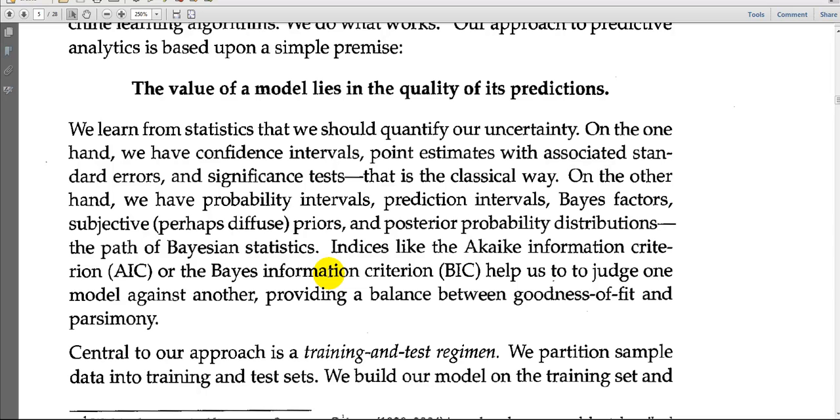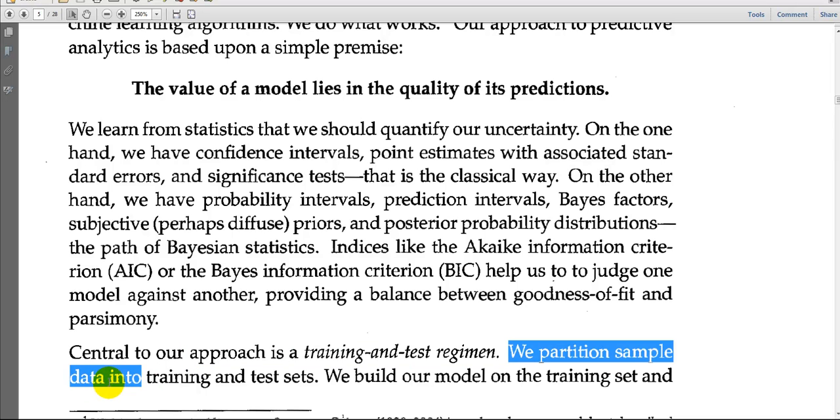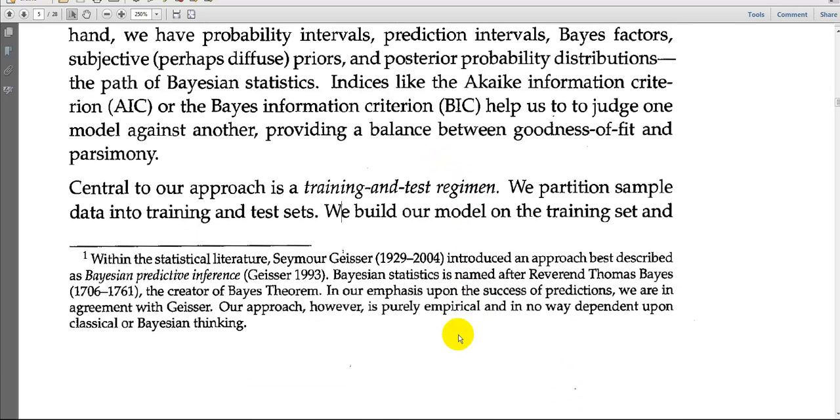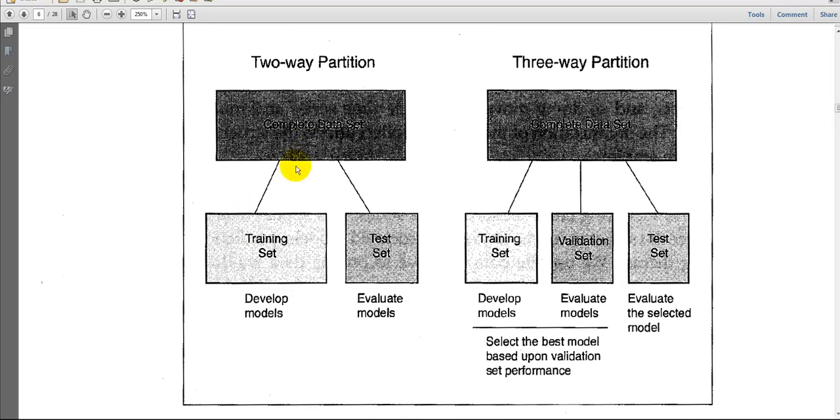That's called training. And then we can use the other 20% to test the model that the computer built. And that's what's called the test and training regimen. He says, we partition sample data, so our data, into training and test sets. We build the model on the training set, and then we evaluate the models here.